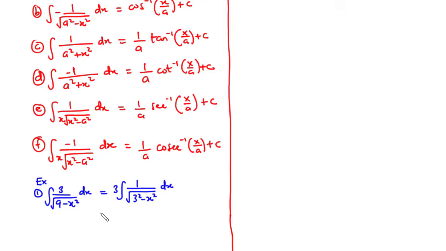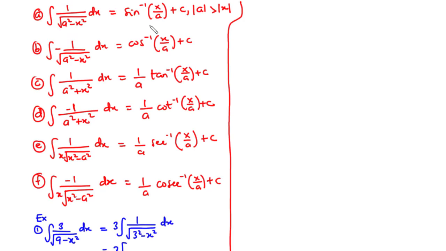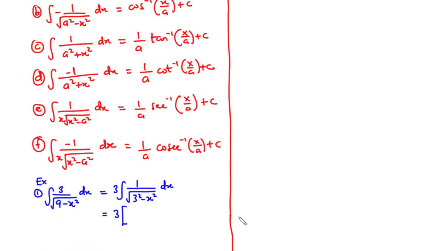So let's proceed. We are going to have this to be equal to 3 times sine inverse of x over a. We have a to be 3, plus c. So this is basically equal to 3 sine inverse of x over 3 plus c.